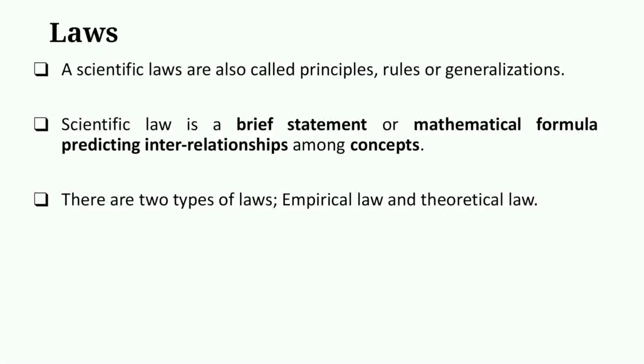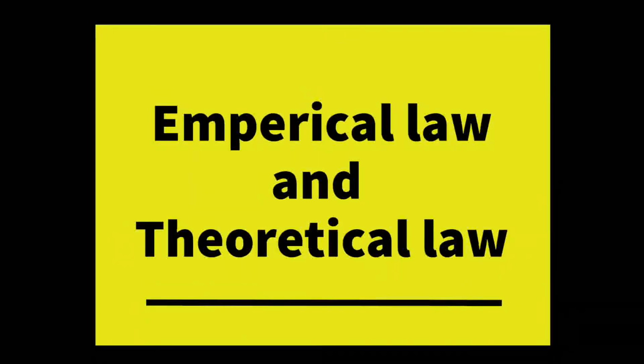Scientific laws are also called principles. They are also called rules or generalization. Scientific law is a brief statement or mathematical formula that predicts interrelationship among concepts. There are two types of laws. That includes empirical law and theoretical law.